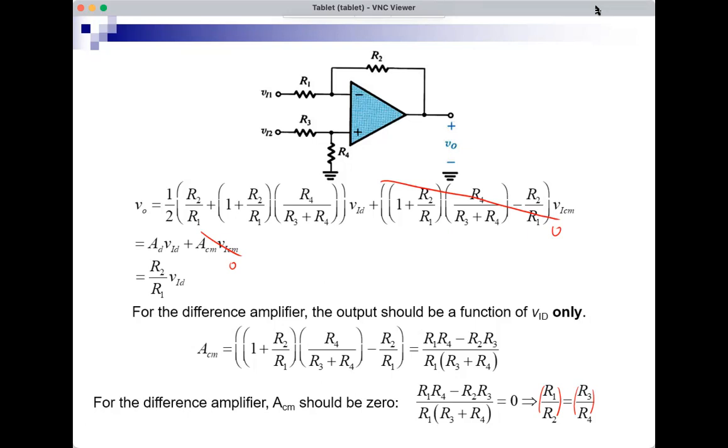And to make ACM 0, make sure that R3 over R4 is 1 over 10. So R3 over R4 equals 1 over 10, and R1 over R2 equals 1 over 10. We'll make ACM 0, and we'll make AD 10. It will give you the gain that you want. And the output will only be this gain times the difference between the two inputs. So you will only amplify the difference. If the two inputs are equal, there's no output. If there's any difference between them, this difference is multiplied by 10, and the output will be that.